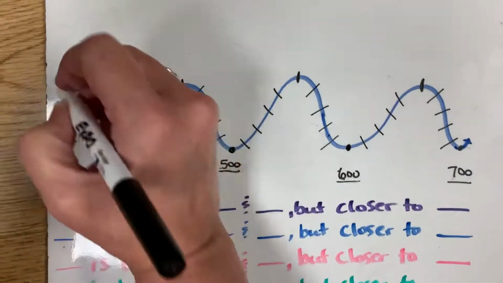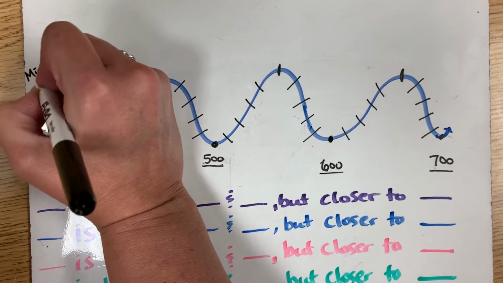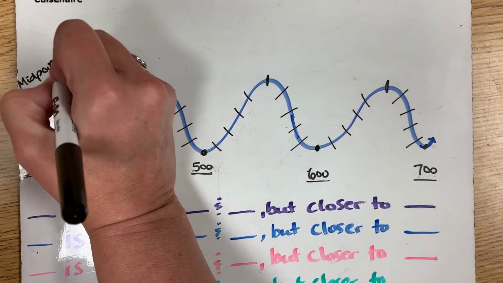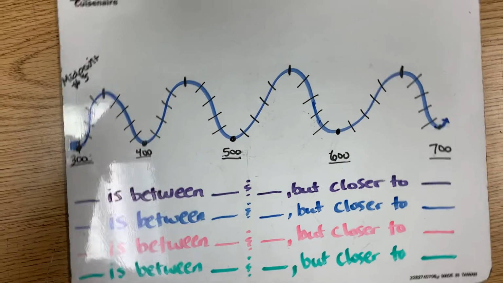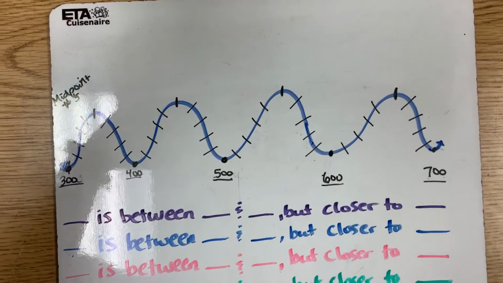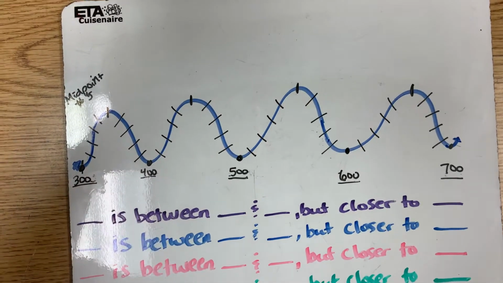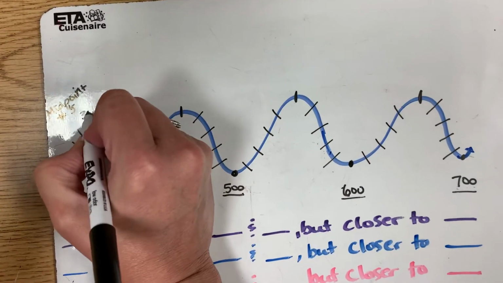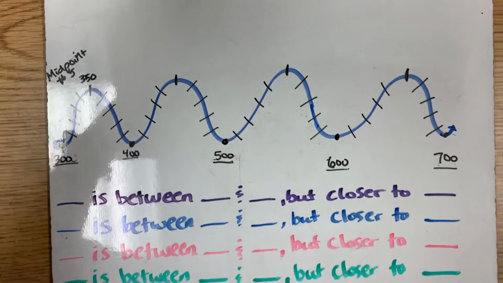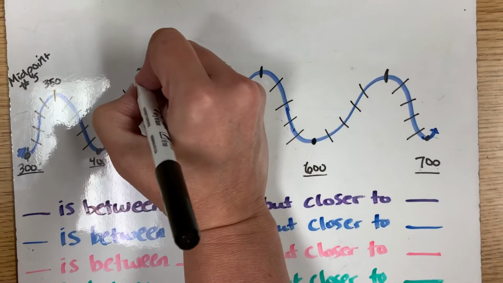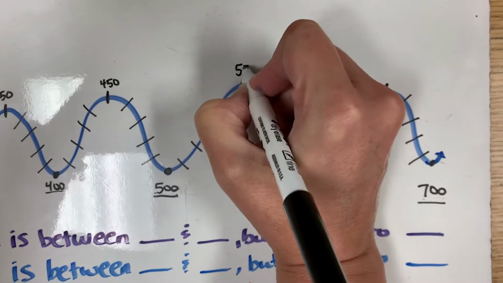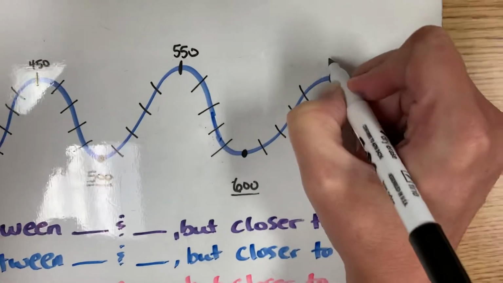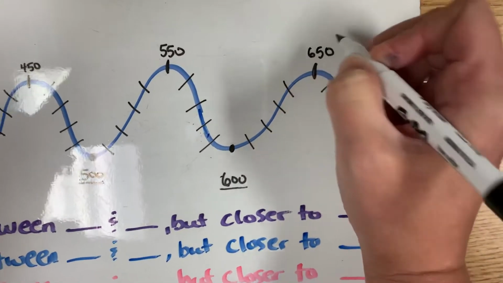If you remember, we also have some important numbers called midpoint numbers. We discussed the other day that half of 100 would be 50. So 300 plus 50 more, my midpoint between 300 and 400 would be 350. My next one would be 450. My next one would be 550. And my last one would be 650.